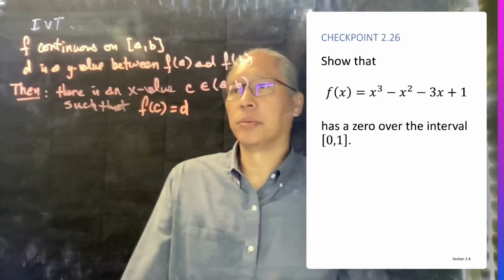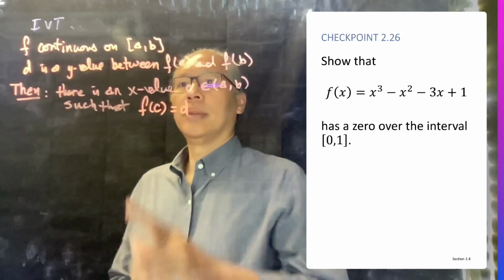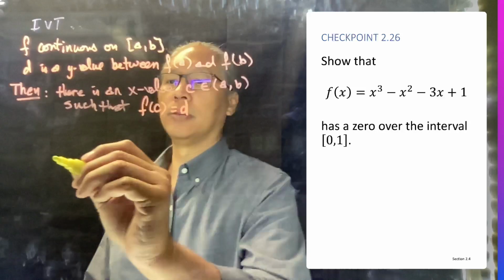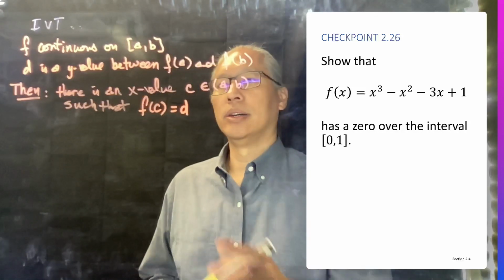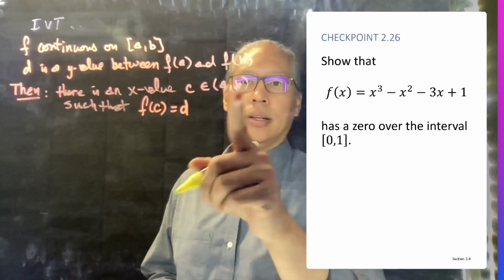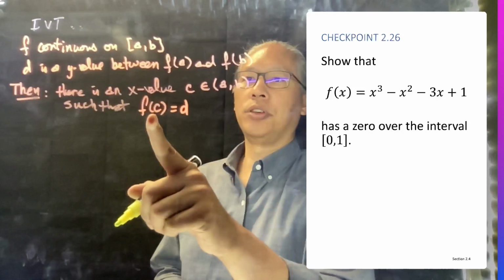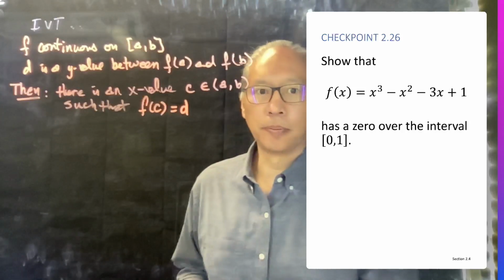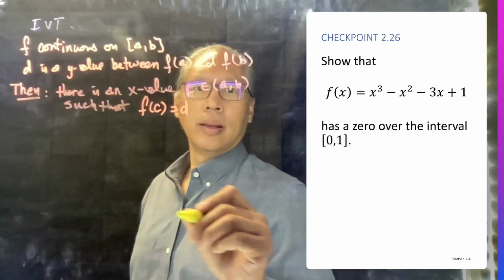And so the intermediate value theorem says that suppose that f is continuous, and d is some value between f of a and f of b. Then there exists an x value c within the open interval from a to b, such that if you put in the value of c into the function, you're going to get that d value. So let's see how this problem relates to this theorem.